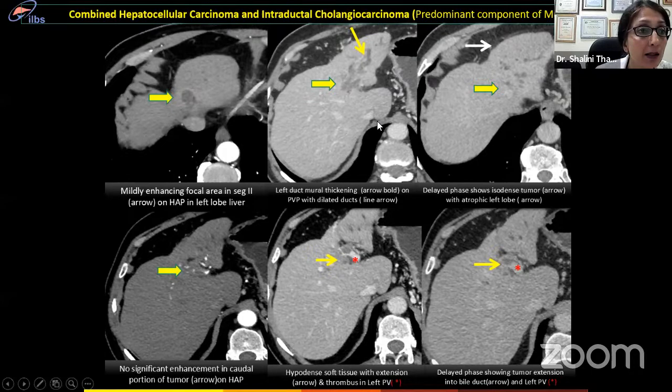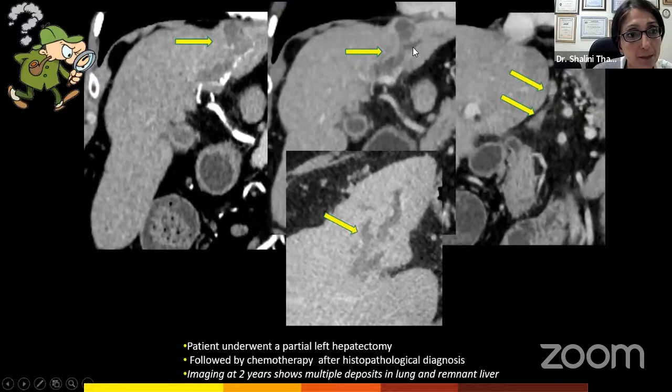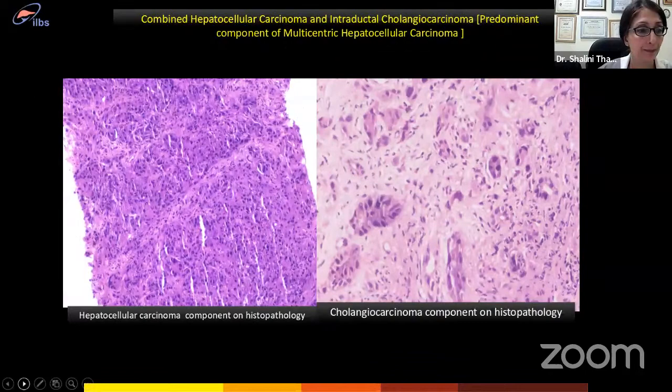It was a combined hepatocellular carcinoma and intraductal cholangiocarcinoma. It was biopsied, and this is the coronal section of the same. Look at the biliary involvement. It has biliary dilatation as well as arterial enhancement. Multiple nodes are seen, usually seen more in cholangiocarcinoma, progressive enhancement later with infiltration of the bile duct and a large biliary ductal dilatation as well. The patient had a left hepatectomy followed by chemotherapy after histopath diagnosis. And 2 years later, the patient had multiple deposits in the lung. This is the biopsy specimen from the same patient.